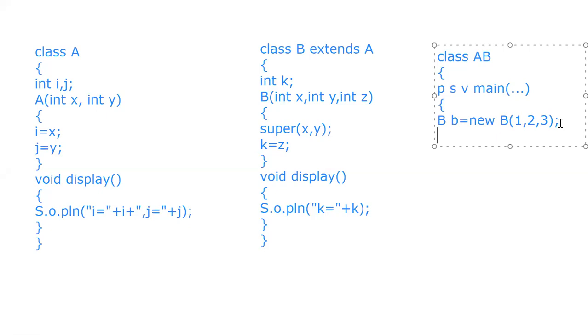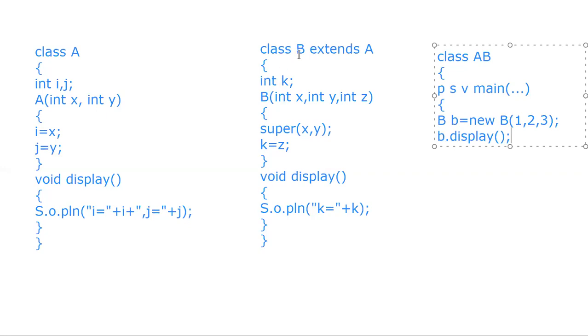Now here I'll call a method called display. B dot display, through its reference. When I write a statement in this way, usually we may assume that we'll get the answer as I equals 1, J equals 2, K equals 3, but that is not done. I'm calling display through the reference of object B.